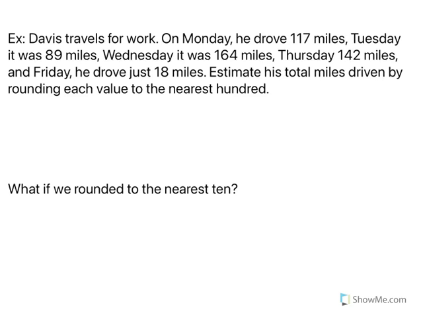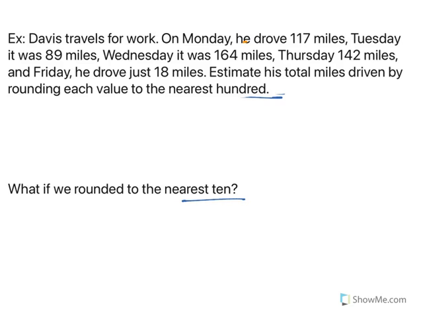All right, this next one I really kind of enjoy. We're going to round this one 2 different ways and look at the difference. So Davis travels for work. On Monday, he drove 117 miles. Tuesday was 89. Wednesday was 164. Thursday, 142. And Friday, just 18. Estimate his total miles driven by rounding to the nearest 100. Okay, so we're going to do this 2 ways. One with the 100, one to the nearest 10. And we're going to compare.